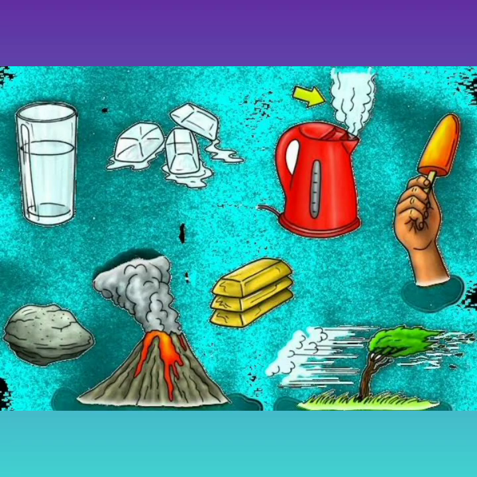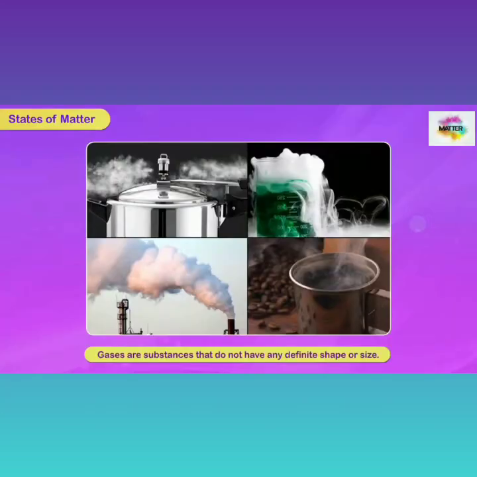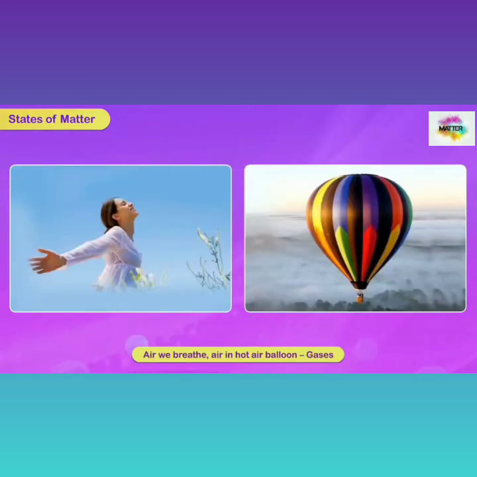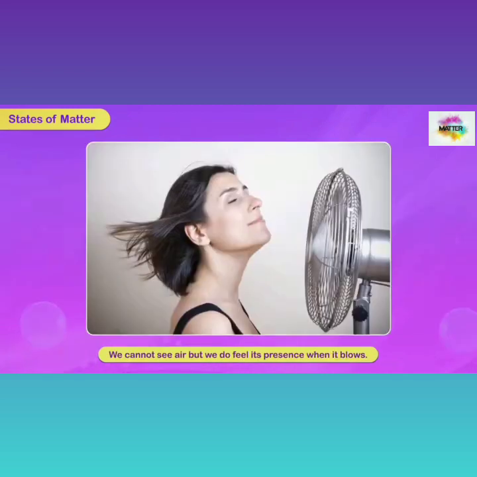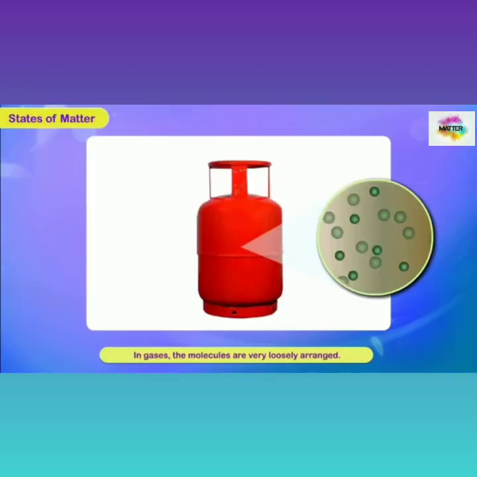Today we have done the third state of matter, that is gas, and have discussed the properties of matter. So now let's revise it once again. Yes students, what are gases? Yes, gases are the substances that do not have any definite shape or size. The air we breathe and the air in a hot air balloon are examples of gases. Students, can we see air? No, we cannot see air, but we do feel its presence when it blows. Students, the molecules in gases are very loosely arranged, means they are very far apart from each other.